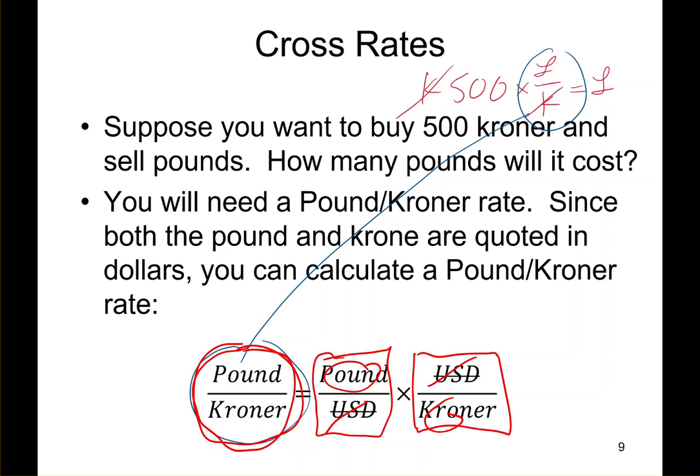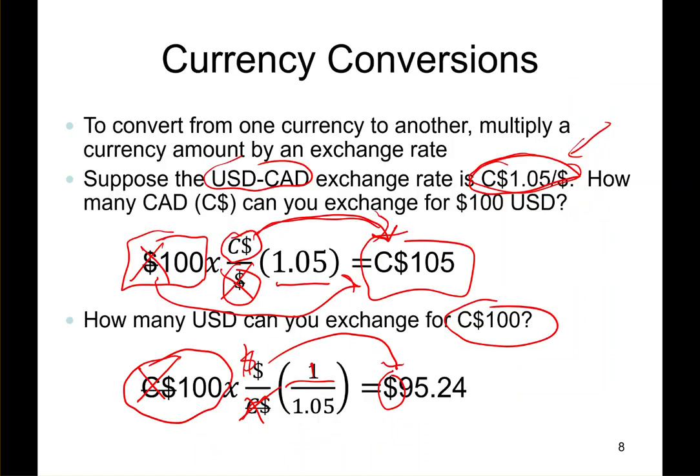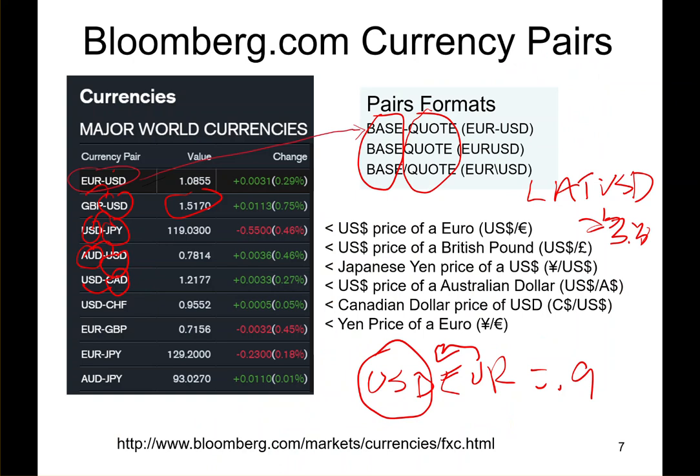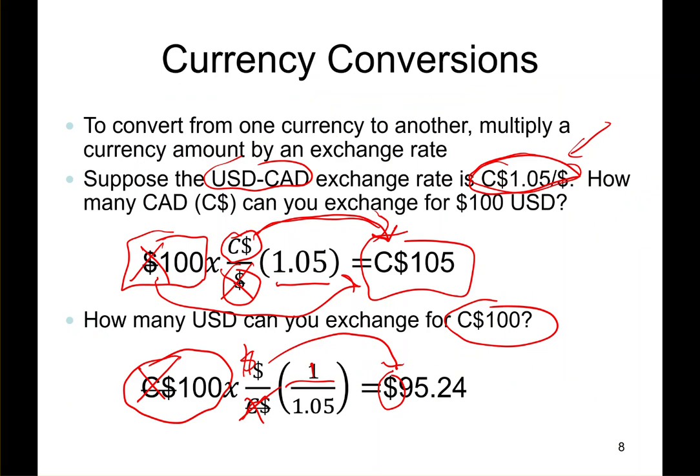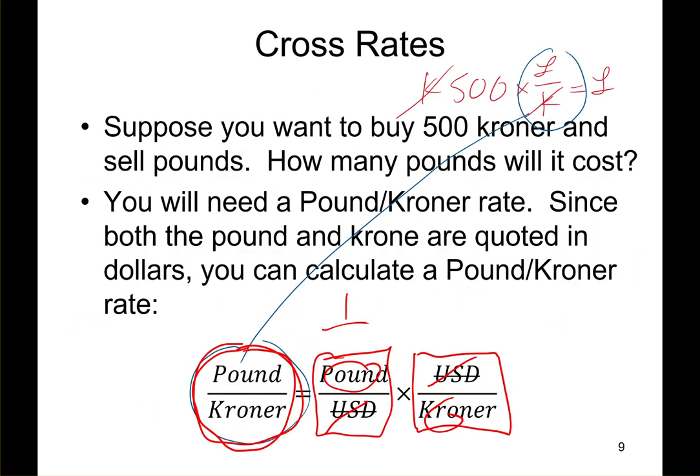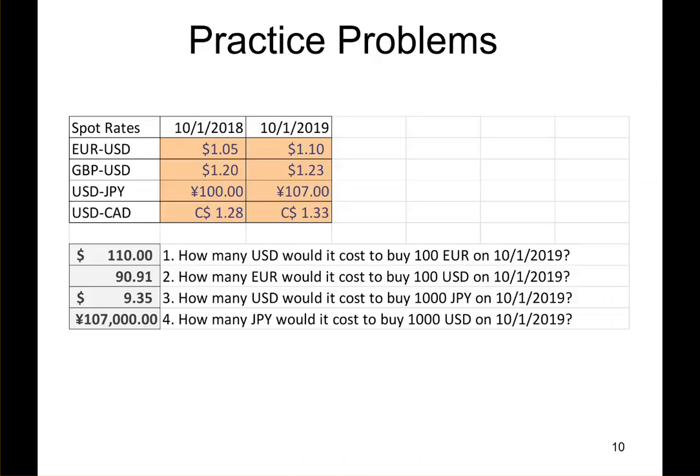So on that last slide, if I look for the pound price of a dollar, well, this is the dollar price of a pound. So I would probably take 1 over 1.5. And then I needed the dollar price of a crown. And that wasn't over there, but I knew the crown price of a dollar was 6. So it would probably be 1 over 6. So that's how you do it. That's how you get the pound price of a crown.